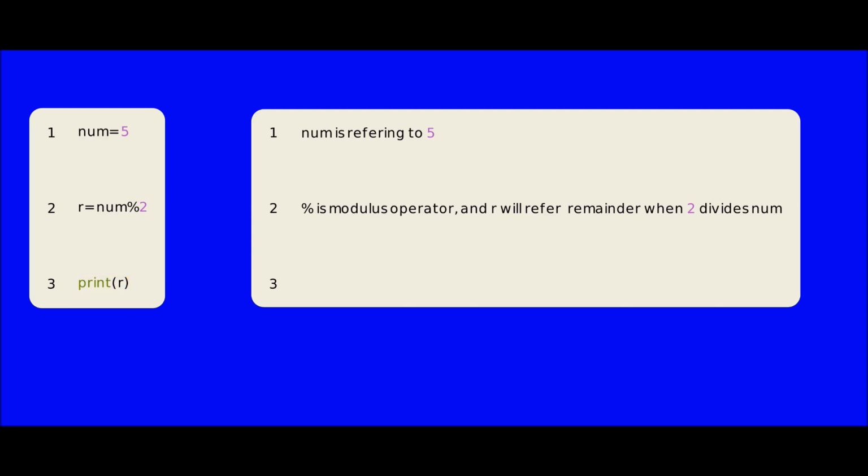Here the value of R is 1 because num is an odd number. 2 cannot divide it completely. The remainder would be 1. So these two concepts we will use to check whether a number is even or odd.